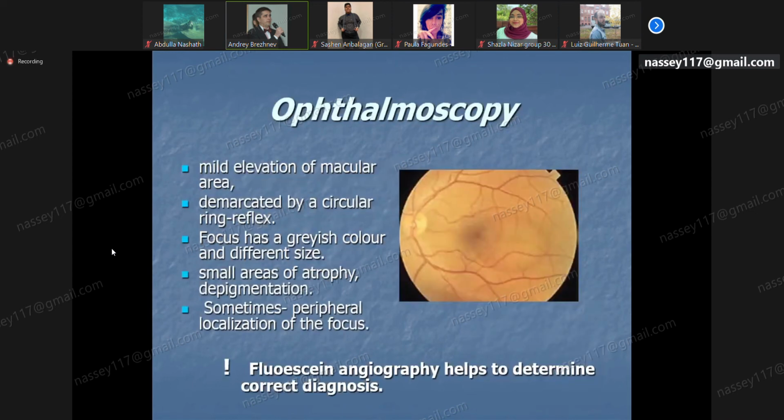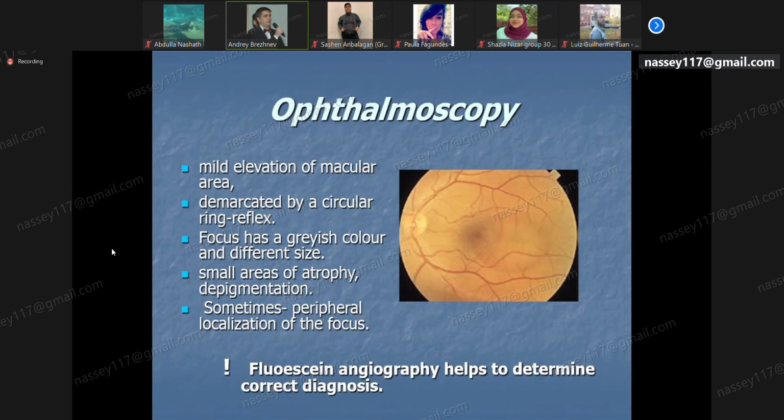Ophthalmoscopy. Here you see the photo of the fundus of the patient with central serous retinopathy, and you see that edema looks like a mild elevation in the yellow spot, demarcated by circular ring reflex. Focus has a grayish color and different size. Central serous retinopathy is often recurrent. Don't forget about it. It often leaves small areas of atrophy and depigmentation.